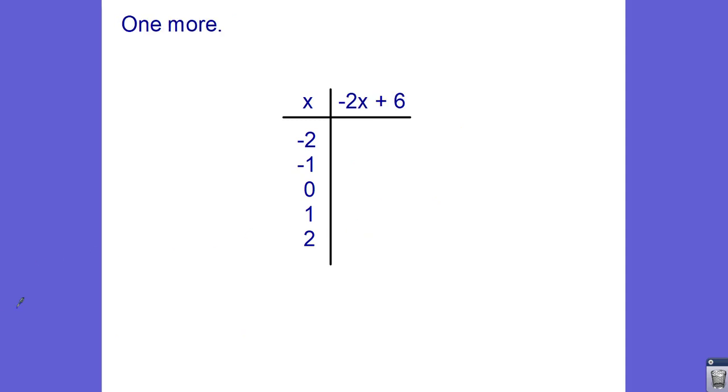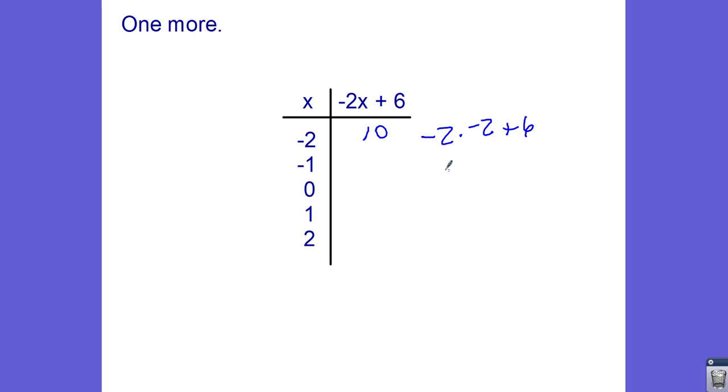Let's try one more, and then we'll be ready to have an assignment. So this one says, if x is negative 2, then negative 2x plus 6. Because this is the thing that's different here, do you think that negative will have any impact on the values? Well, let's see. The first one, we start off with negative 2 times negative 2. Then I'm going to add 6 to that. Well, negative 2 times negative 2 makes positive 4. Positive 4 plus 6 gives us 10.